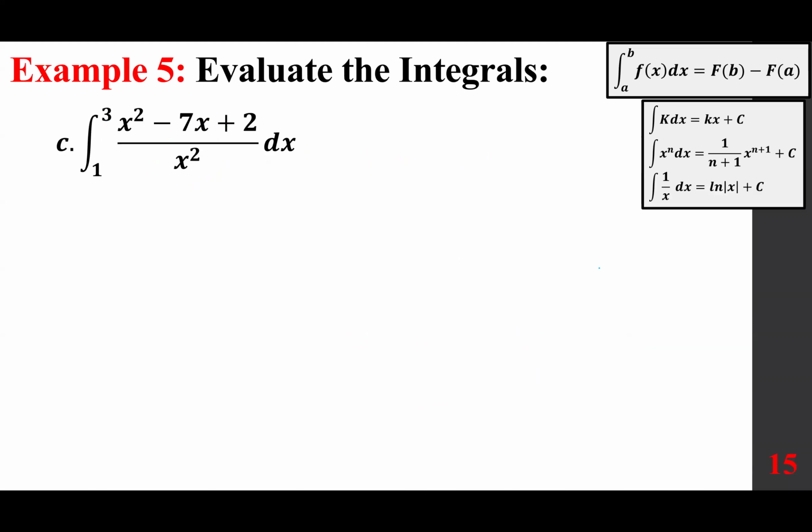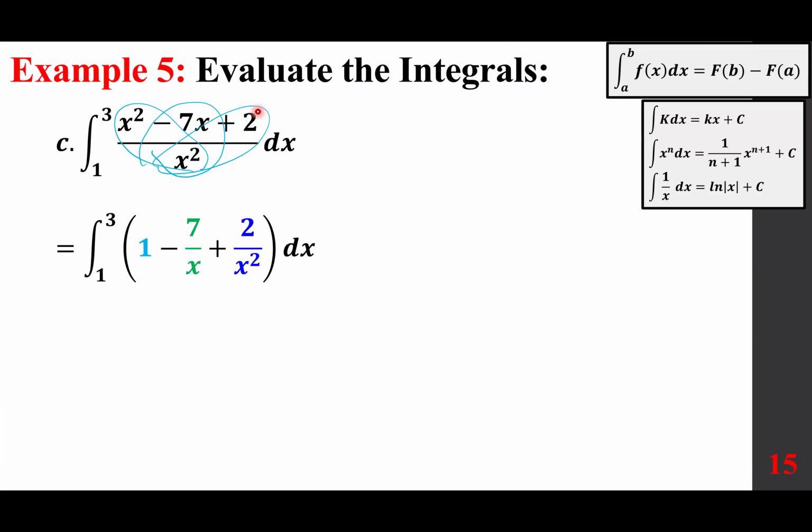The integral from 1 to 3 of (x squared minus 7x plus 2) over x squared. You may recall that we did this as an indefinite integral, but now we are doing the same thing as a definite integral. We make up 3 fractions. The first one is 1. The next one is minus 7 over x, and the last one is 2 over x squared.